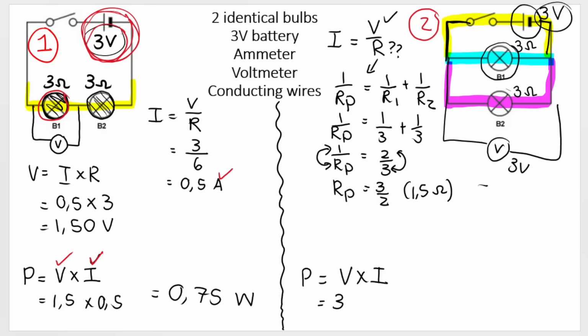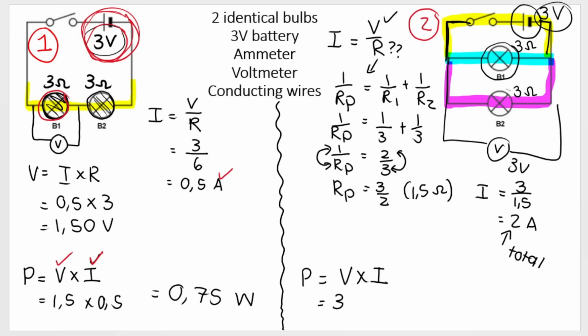So I need to work out total current by going the total voltage divided by the total resistance. And 3 divided by 1.5 is 2 amperes. Now remember, grade 11s, grade 12s, what this means is that in the yellow portion of the circuit, there's 2 amperes of current flowing. That's the total current.